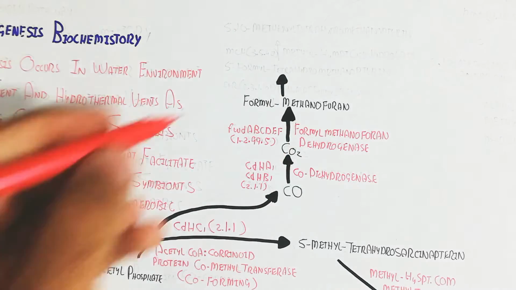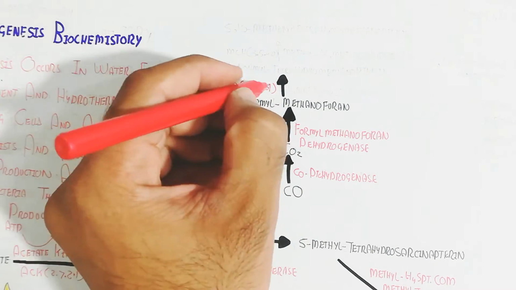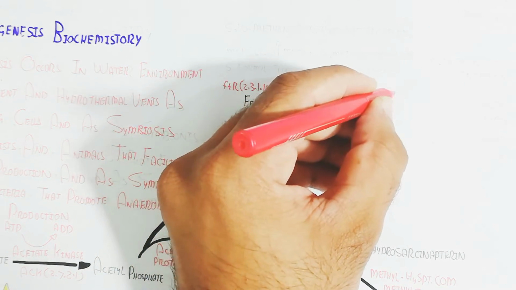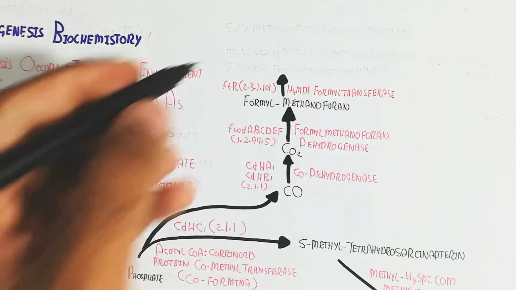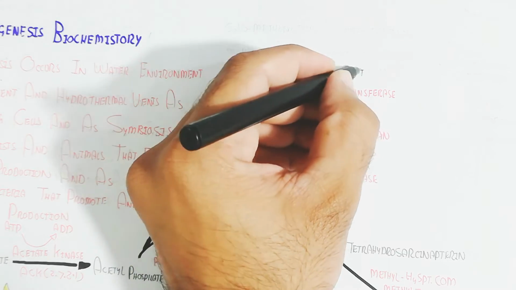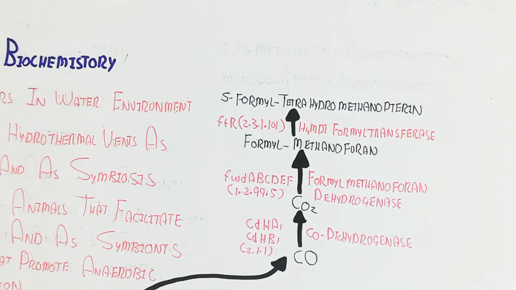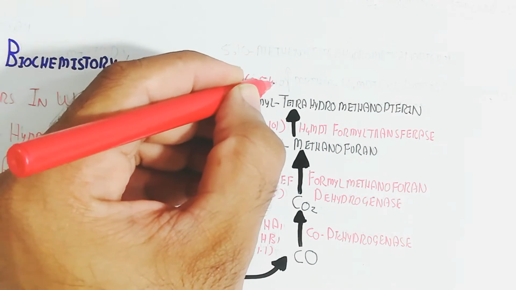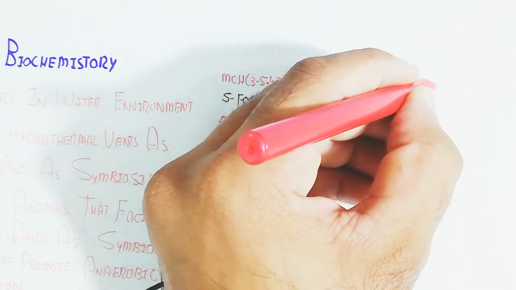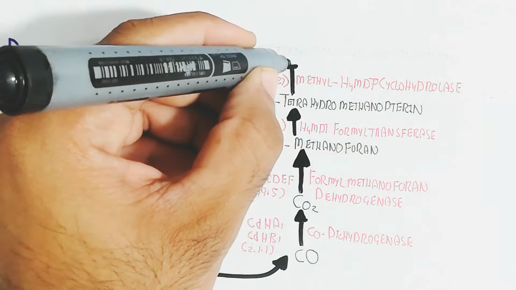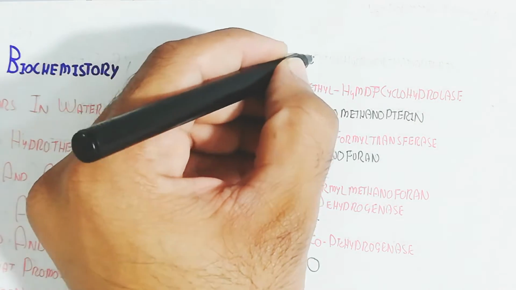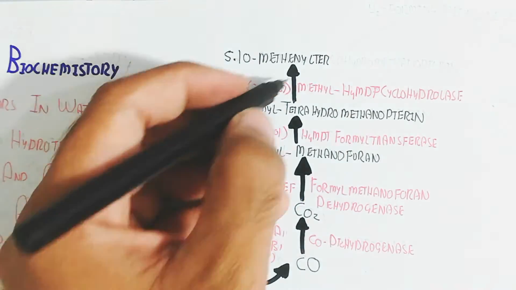Then the formylmethanofuran, in the presence of Ftr, 2.3.1.101, H4-MPT formyltransferase enzyme, is used to produce 5-formyltetrahydromethanopterin. The 5-formyltetrahydromethanopterin, in the presence of the Mch gene and methenyl H4-MPT cyclohydrolase enzyme, produces 5,10-methenyltetrahydromethanopterin.